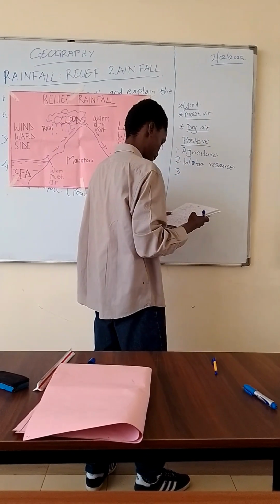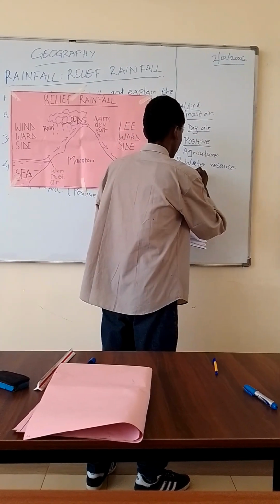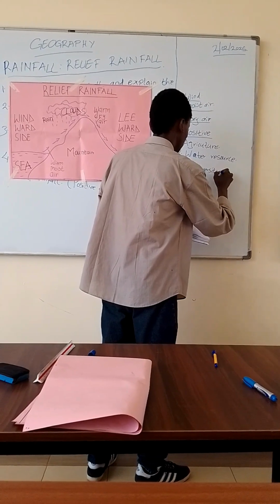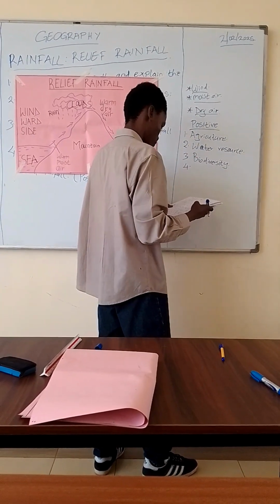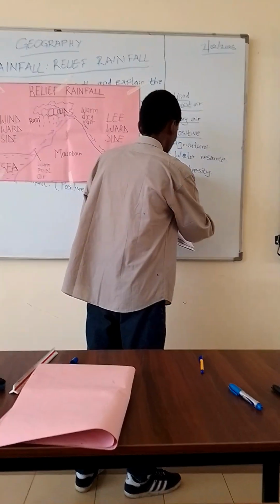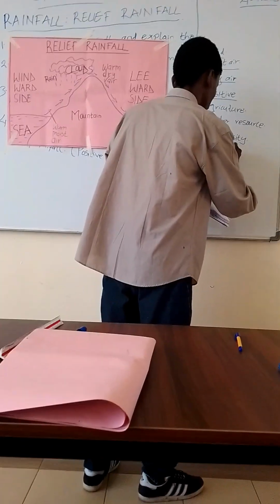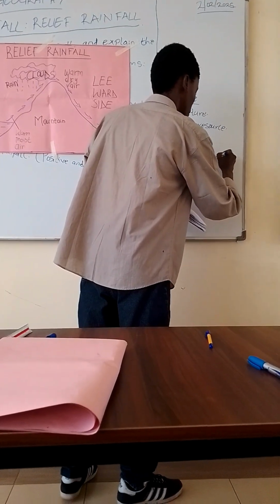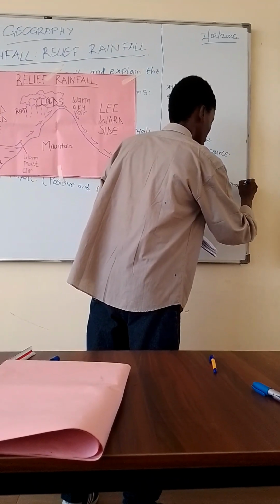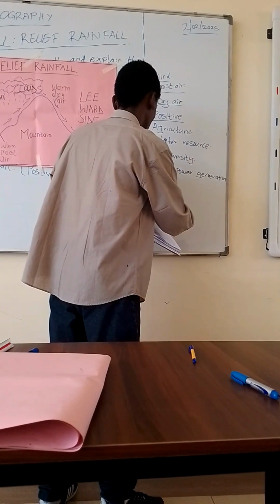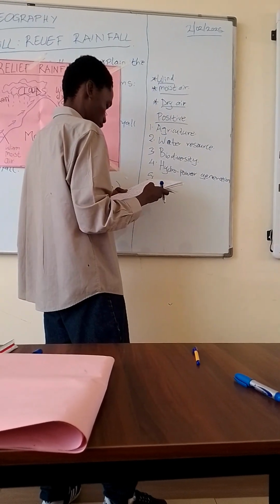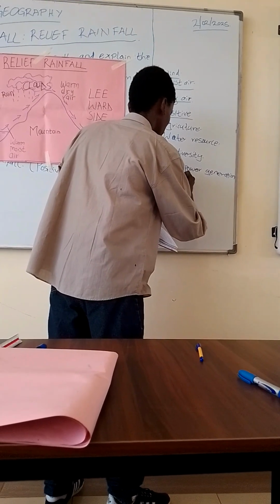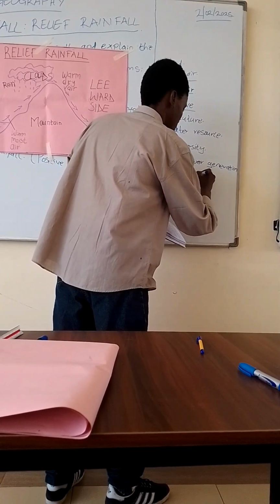Number three, there's biodiversity. Number four, there's hydropower generation. Number five is events. Desertification.